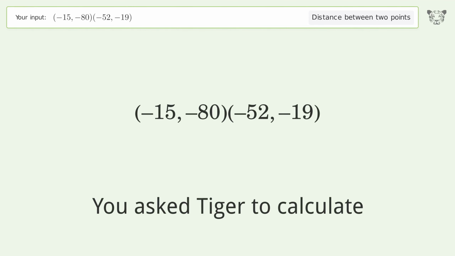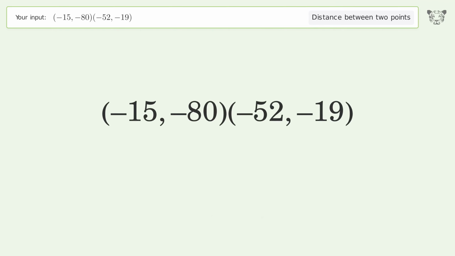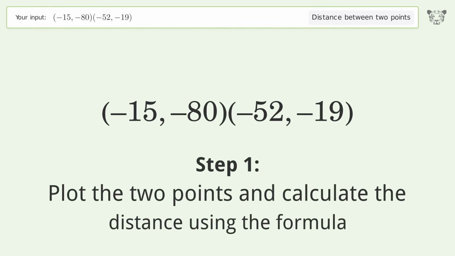You ask Tiger to calculate. This deals with the distance between 2 points. The distance between the 2 points is the square root of 5090 or 71.344. Let's solve it step by step. Plot the 2 points and calculate the distance using the formula.